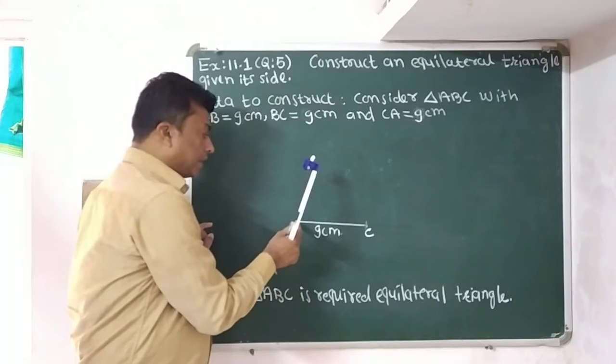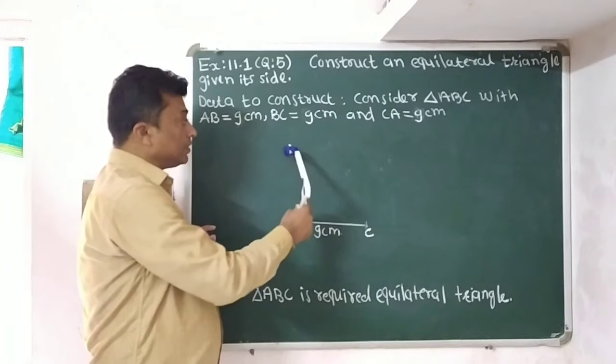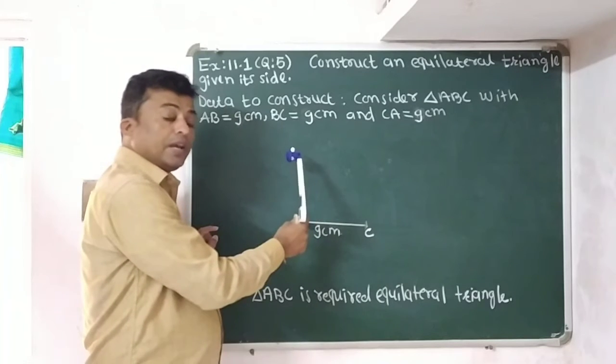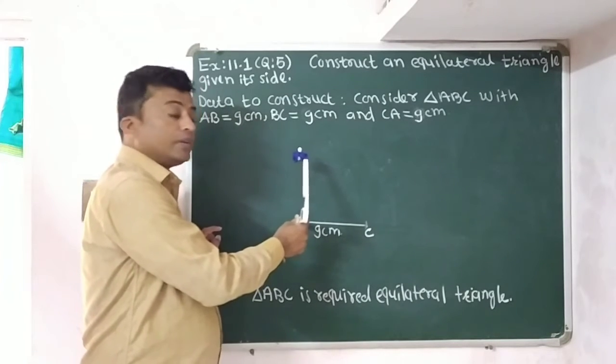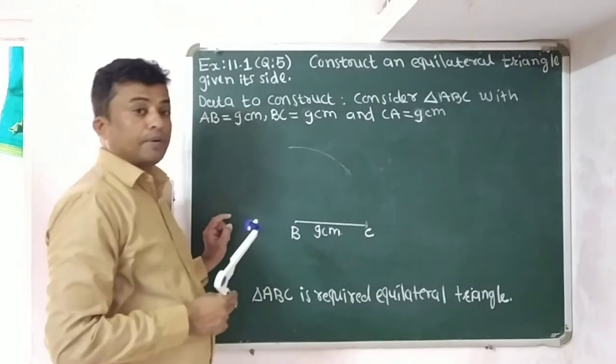Now I keep the metal end on B. So with B as center and 9 centimeter radius, draw one arc above the line segment BC.